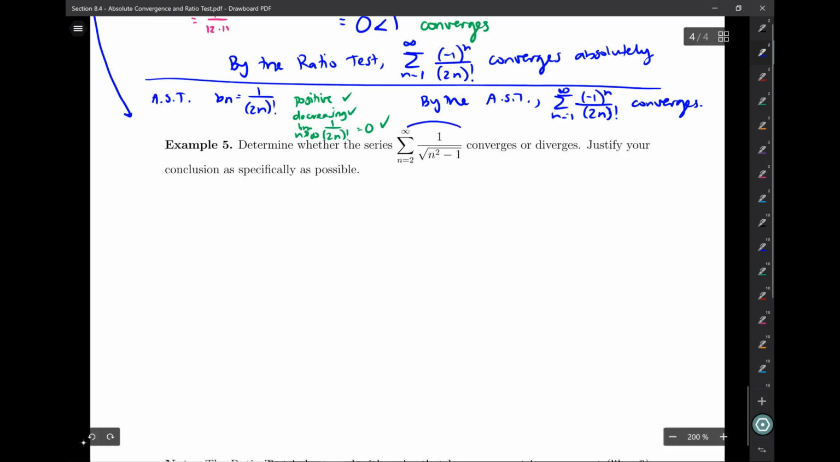Okay, so notice with this one, I've got 1 over root n squared minus 1. I'm just going to show you what happens if we were to do the ratio test. Let's try the ratio test. We're going to take the limit as n goes to infinity of the n plus 1th term divided by the nth term.